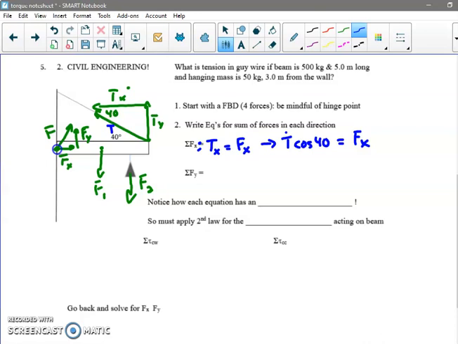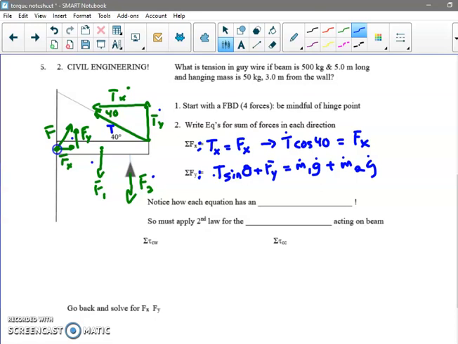So I'm going to go to my verticals. And again, I'm going to make this a colon rather than an equal sign. So for my verticals, I've got 1, 2, 3, 4 verticals. Two are up, two are down. So I'm going to say Ty, and I'm just going to call that T sine theta here, plus Fy equals M1g plus M2g. Those are the two gravitational forces, and we're given the masses. And again, if I want to solve for T, I know this, but I don't know Fy. And I don't have an angle with Fy. I have no idea what angle it's acting at, so I'm stuck.